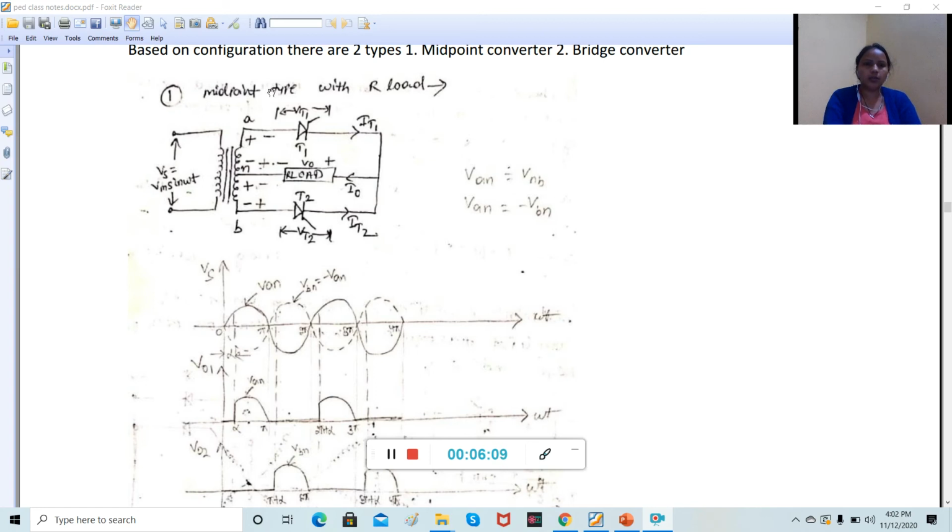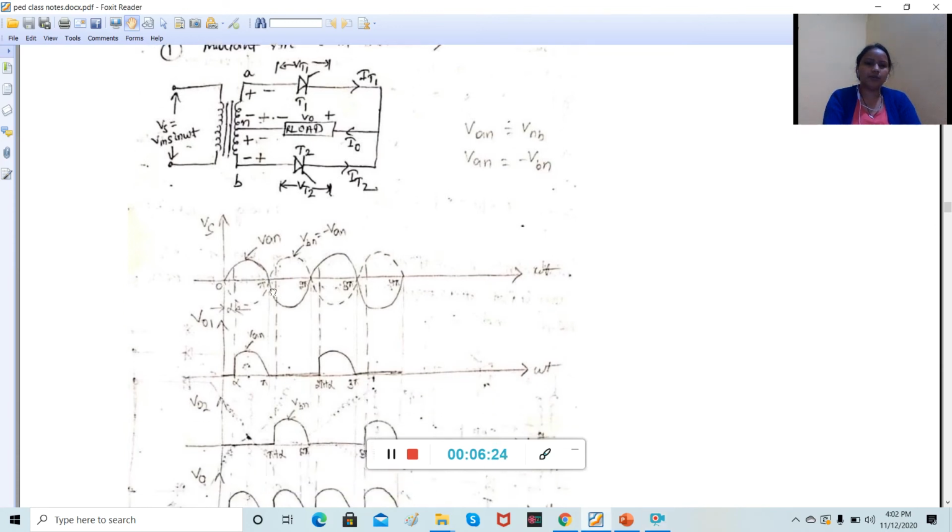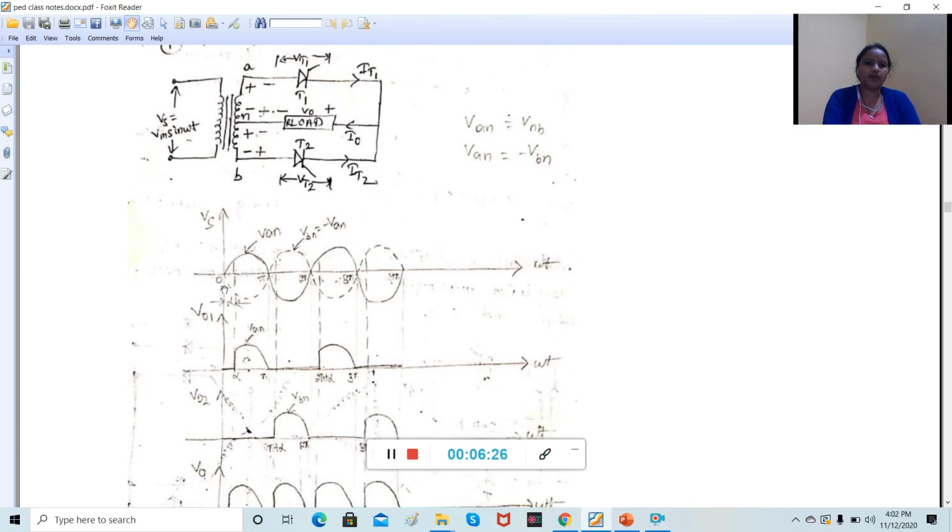First see this circuit diagram. This point is the supply point, Vs equal to Vm sin omega t. This is the supply voltage value. The Vs is this waveform. Here the Vs waveform is drawn like this, from 0 to pi one positive half cycle, then pi to 2 pi one negative half cycle. So 0 to 2 pi is one complete cycle.